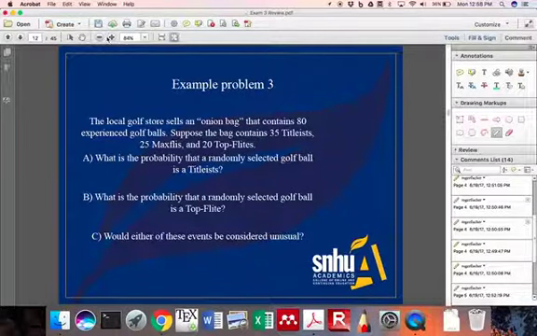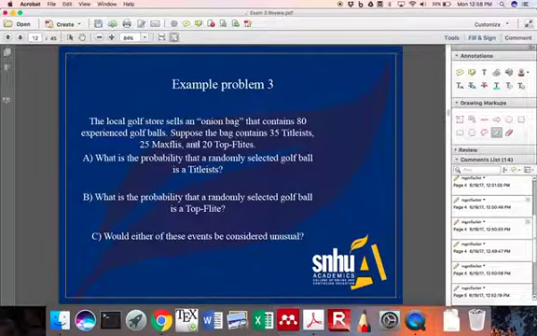So let's look at this problem. We've got a golf store that sells an onion bag. I don't know why it's called an onion bag. Maybe some of you play golf and understand that. I certainly don't. So we have 80 experienced golf balls. This sounds like a sort of a sneaky way of making them sound better even though they're used.